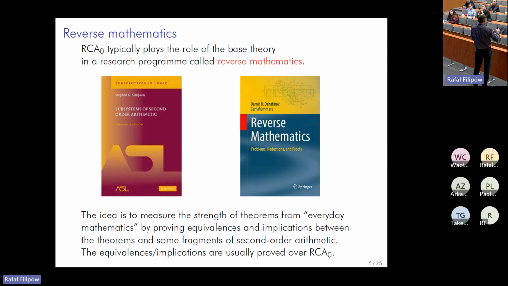And to prove equivalences, you need some base theory to get you off the ground. The usual base theory for that is recursive comprehension, so computable mathematics. So RCA0 is the theory that you use to prove theorems equivalent to set existence axioms, or you use to prove equivalent implications between theorems and set existence axioms. And that's what reverse mathematics is about.